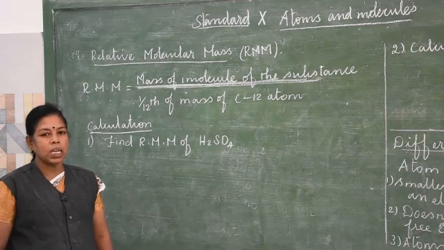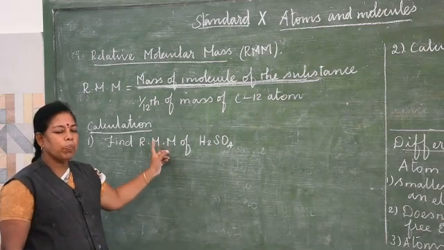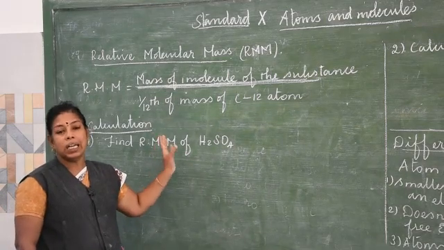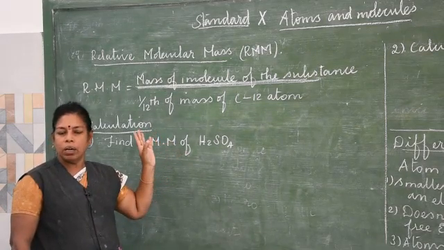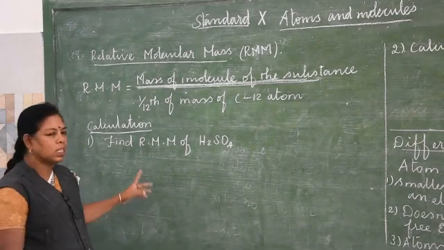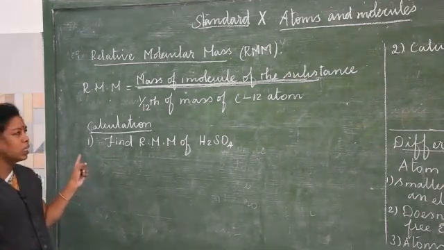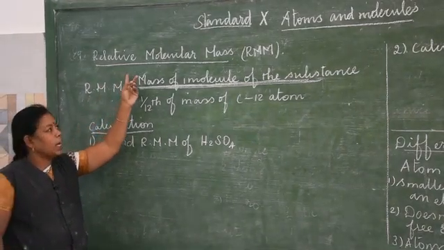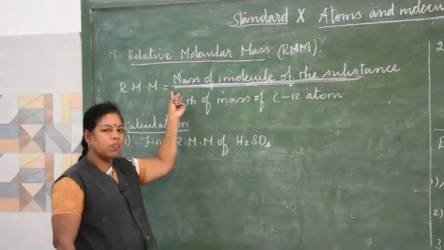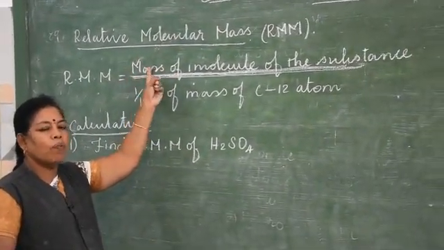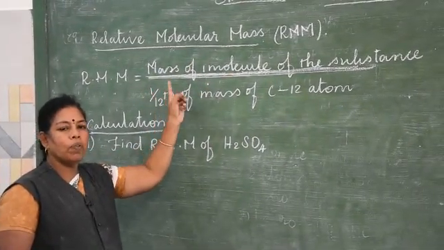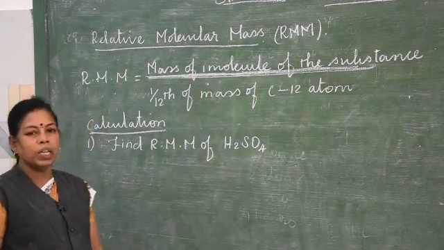Now we are going to see the calculation based on relative molecular mass. How to calculate the relative molecular mass of a molecule? This we are going to see in this class. Already I taught in the last class, relative molecular mass is defined as the ratio of the mass of one molecule of the substance to 1/12th of the mass of one atom of C12.